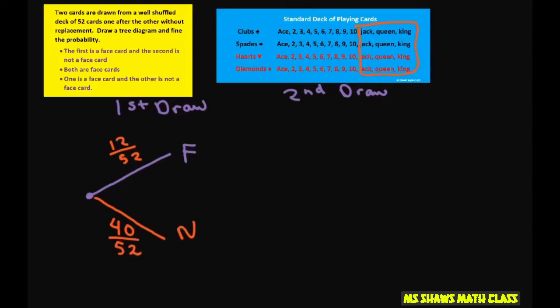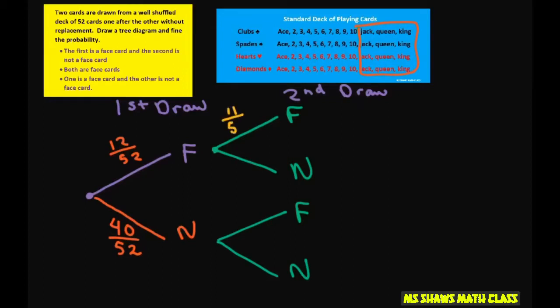Alright, so that's that. And then the second, since it's without replacement, if we draw another face card, so let's just do this. Face card, not face card. Face card, not face card. Alright, so if you draw another face card and we didn't replace it, that means you only have 11 out of a total of 51. And not a face card means you still have 40 not face cards because you drew a face card first, but you still only have 51 cards.